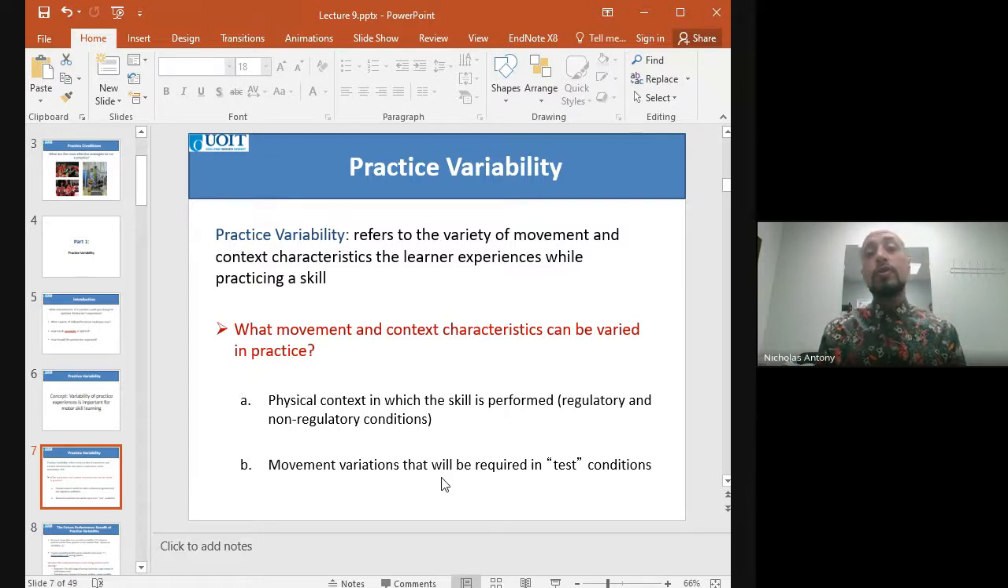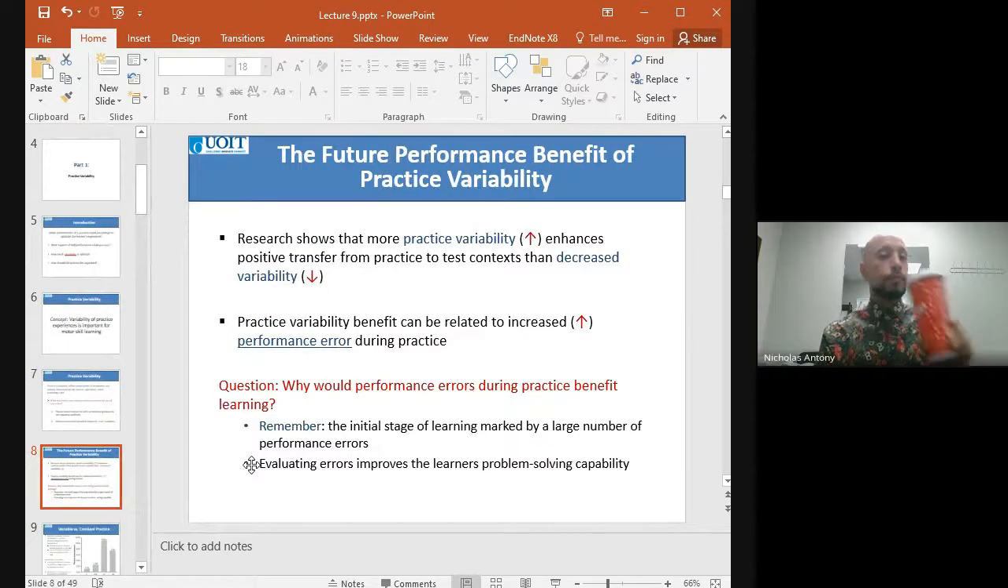So do we all understand, A, why variation leads to better learning efficiency, and what things we can alter in practice to introduce variability? You can alter the physical context or the movement variations of the skill. Does that make sense, everyone? Awesome. Okay.